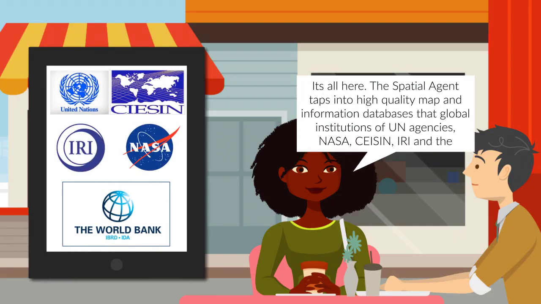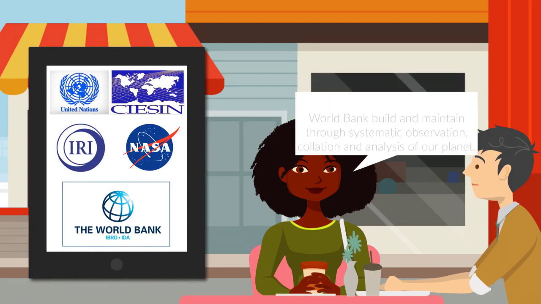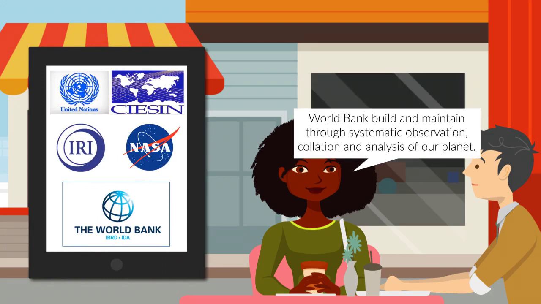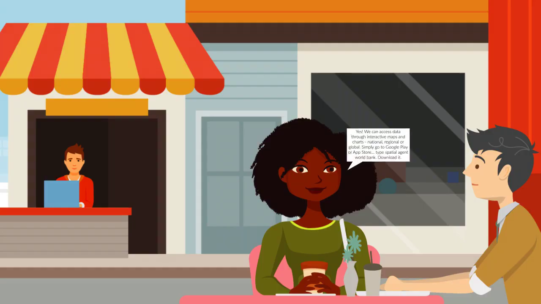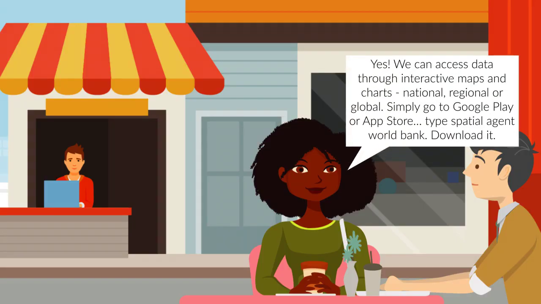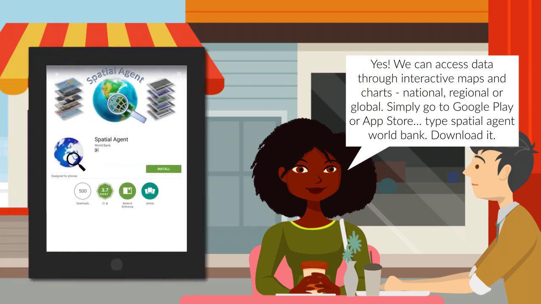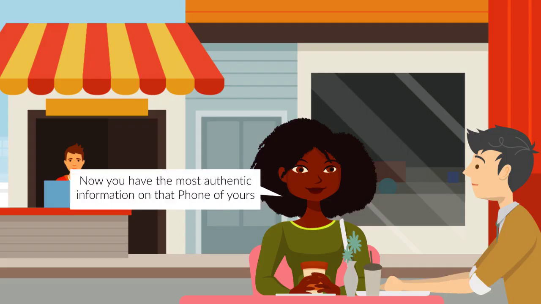The Spatial Agent taps into high-quality map and information databases that global institutions like UN agencies, NASA, CERN, IRI, and the World Bank build and maintain through systematic observation, collation, and analysis of our planet. The most authentic sources. Yes, we can access data through interactive maps and charts, national, regional, or global. Simply go to Google Play or App Store, type Spatial Agent World Bank. Download it. Done. Now you have the most authentic information on that iPhone of yours.